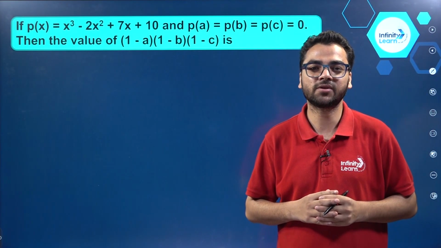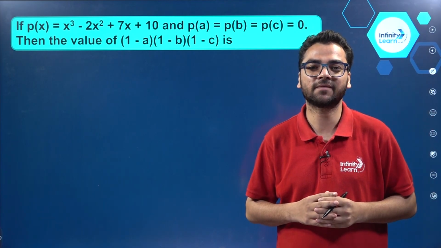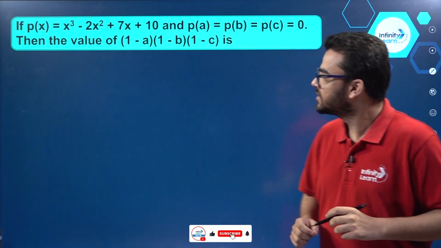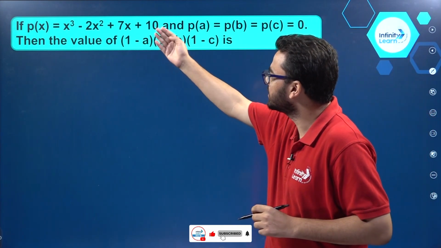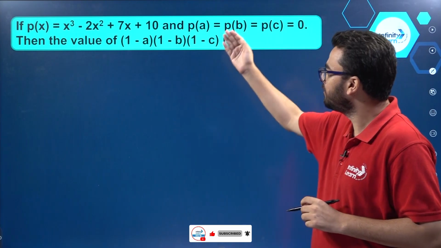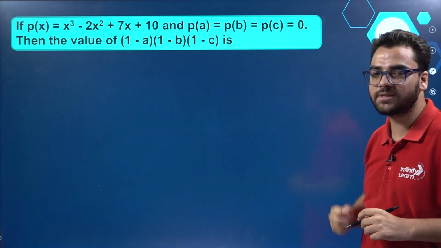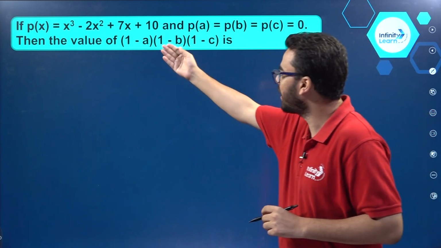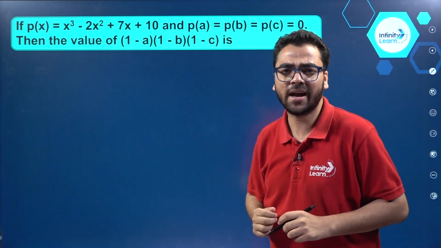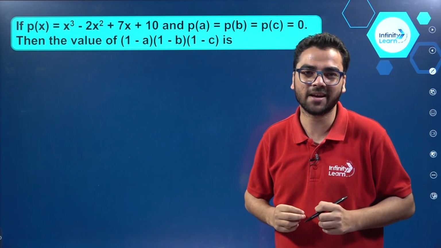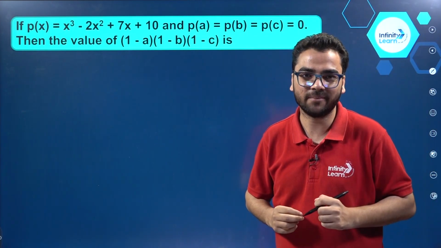So over here we are going to do a good question on the basis of the concept of zeros of polynomials. So let's start with it. Suppose it is given that P(x) is this polynomial and P(a) = P(b) = P(c) = 0. Then we have to find the value of this thing. This type of question has been asked many a times in various competitive examinations at grade 10 level.